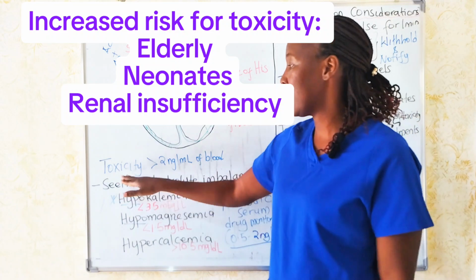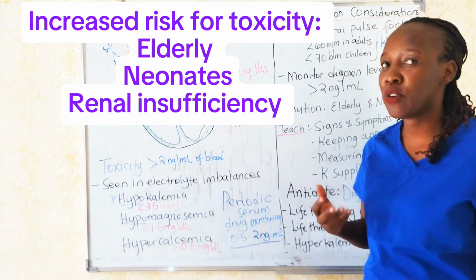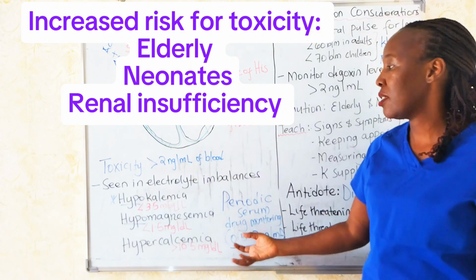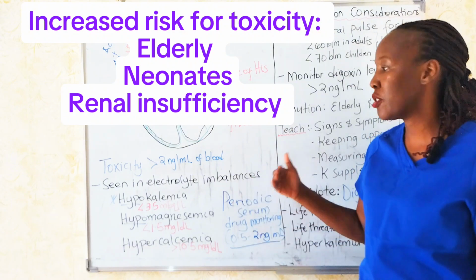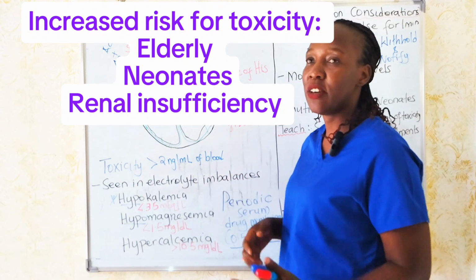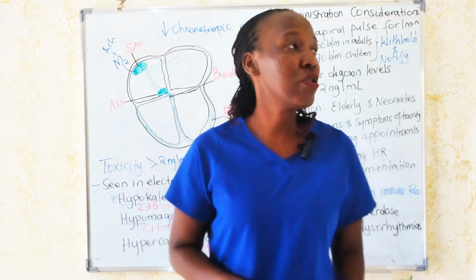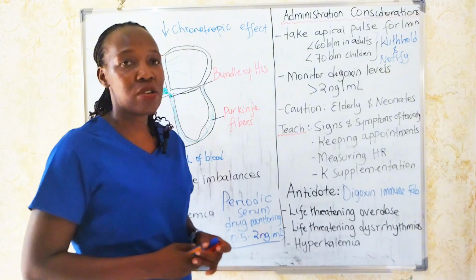Another risk for toxicity would be if a client has a renal insufficiency. I mean, if the kidney is not working well, then digoxin is going to accumulate in the body and produce those toxic effects that we saw. So what then are the administration considerations for digoxin?